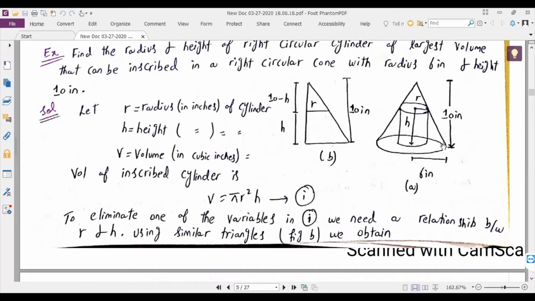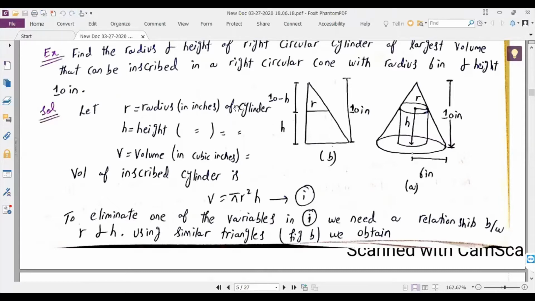this is the scenario: there is a cone, and a right circular cylinder is inscribed in the cone. The cone has a specific height and a specific radius, and we have to find the radius and height of the right circular cylinder that can be inscribed in it with the largest volume. So this is the detailed picture.